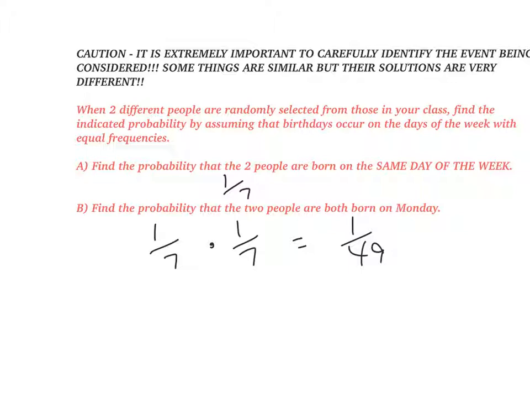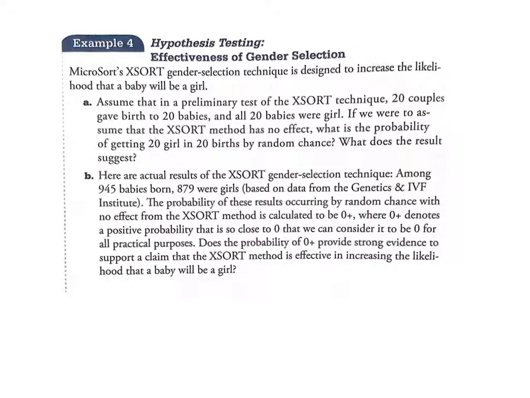And that's an "and," even though I didn't say the word "and." Think about it. The first person and the second person were born on Monday. All right, a couple more here.